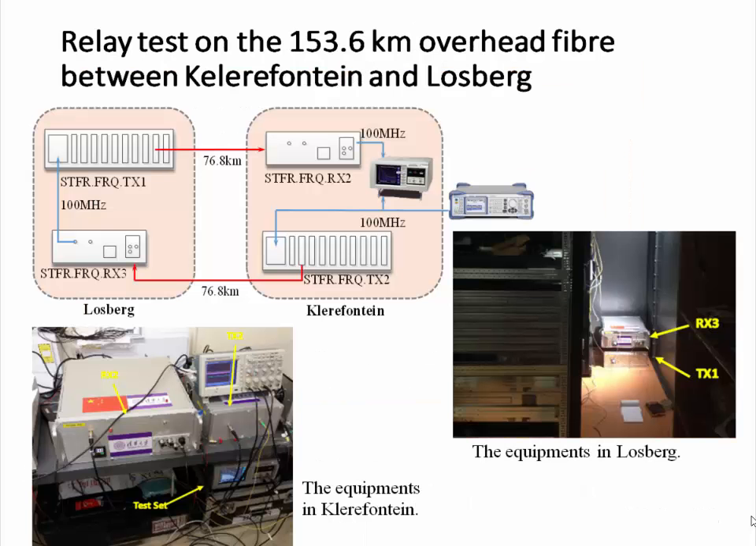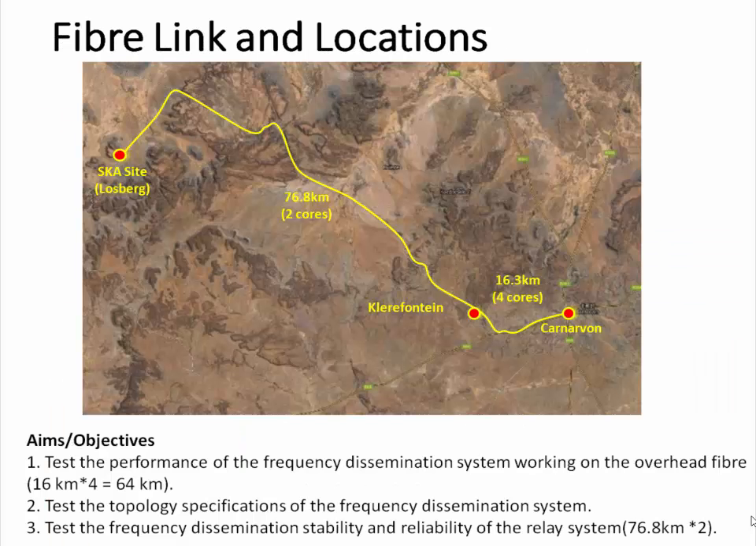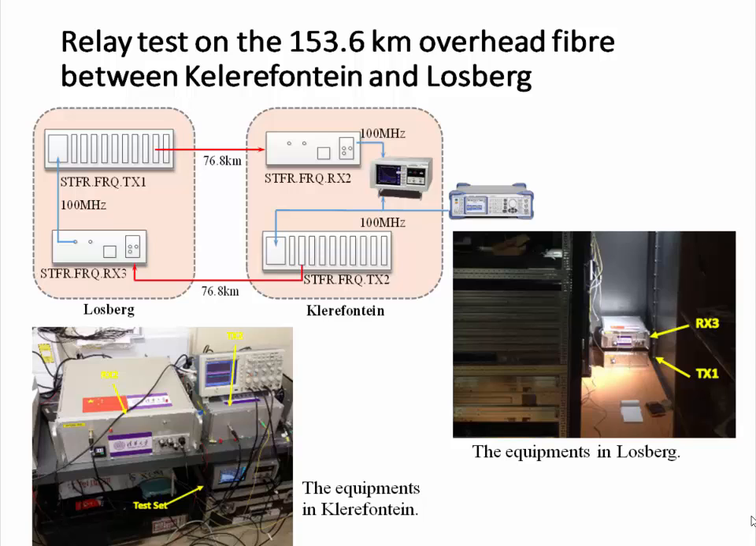The relay system test was carried out between Klerefontein and Losberg, this station and here. The synthesizer was used as a clock signal. It outputs 100 megahertz. Then the signal was fed to the transmitter. It was transmitted to Losberg, recovered, and then used again to feed another system. Then it was transferred back to Klerefontein. We compared the phase, and the total fiber length is 153 kilometers.